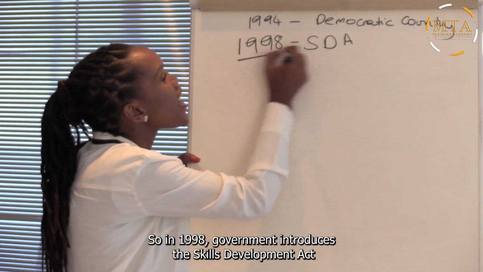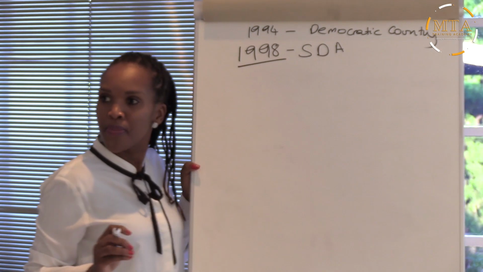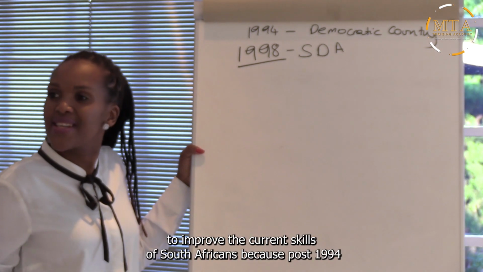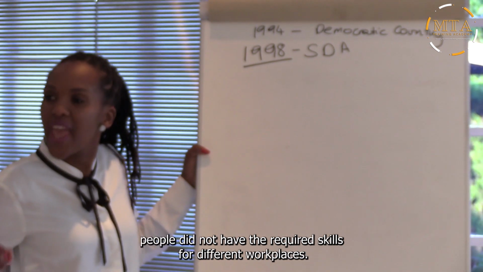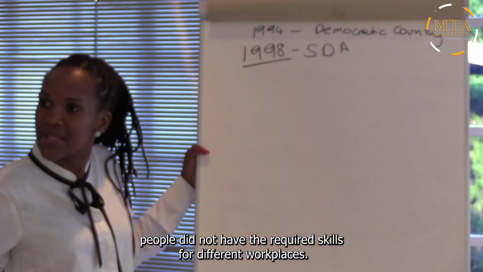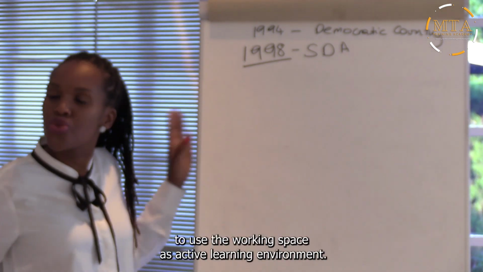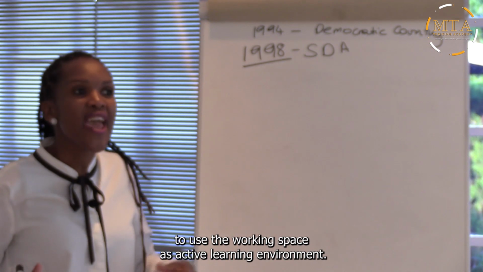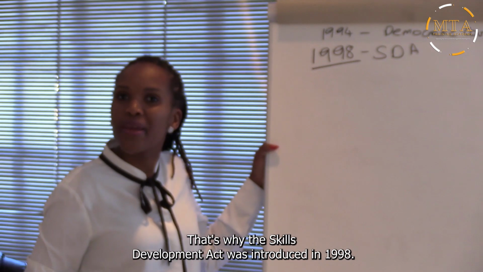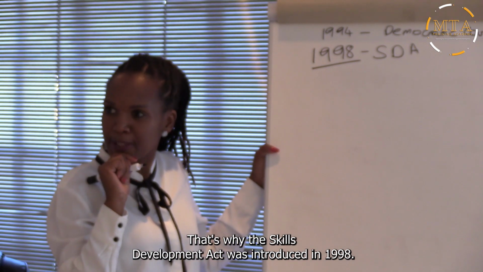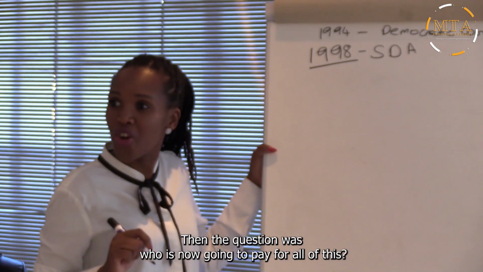So in 1998, government introduces the Skills Development Act to improve the current skills of South Africans, because post 1994, people did not have the required skills for different workplaces. To also encourage employers to use their working space as an active learning environment. That's why the Skills Development Act was introduced in 1998. Then the question was, who is now going to pay for all of this?